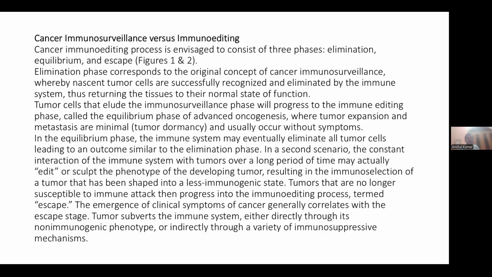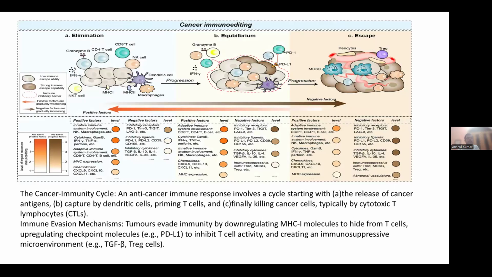Tumors that are no longer susceptible to immune attack then progress to the immunoediting phase termed the escape phase. And the emergence of clinical symptoms of cancer generally correlates with the escape stage. The tumor subverts the immune system either directly through its non-immunogenic phenotype or indirectly through a variety of immunosuppressive mechanisms. And through this diagrammatic representation, you can see the different stages of immunoediting, how cancer immunoediting takes place.